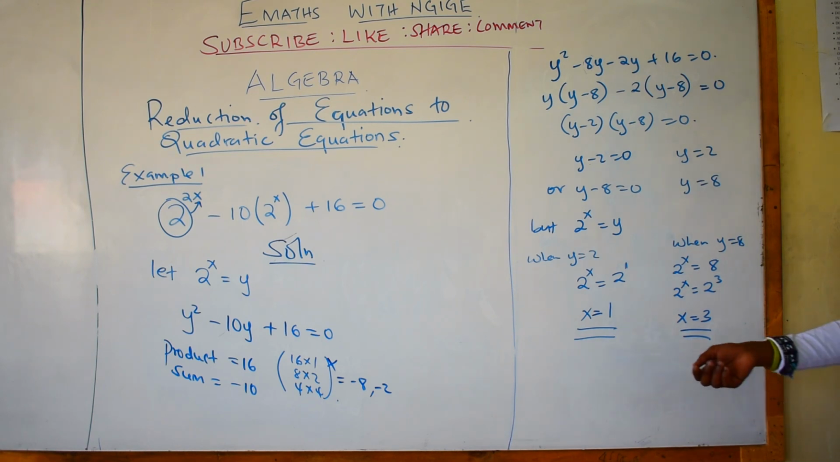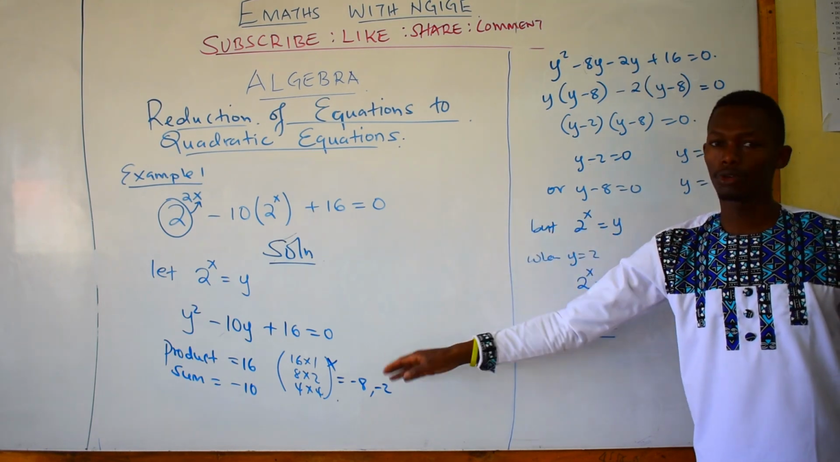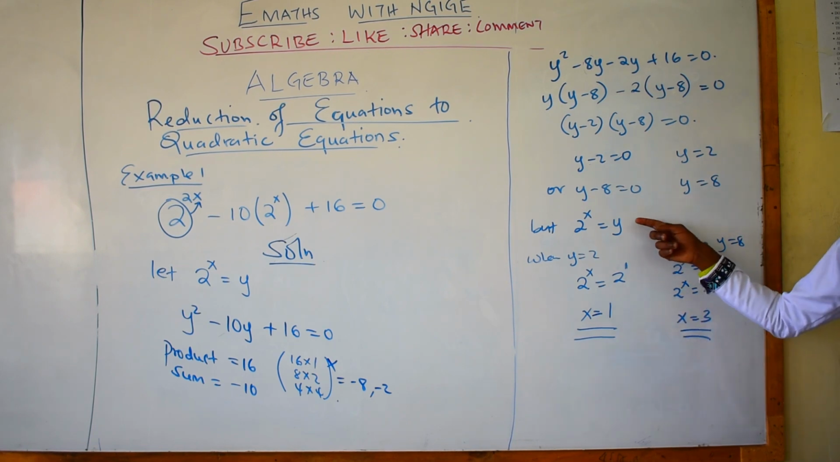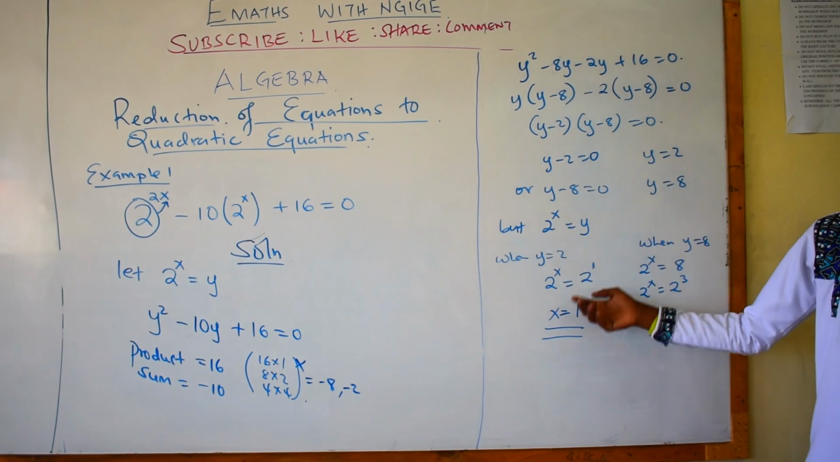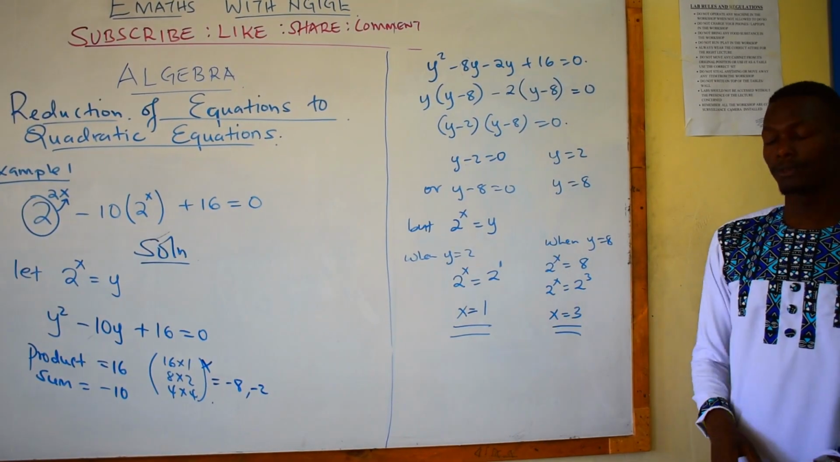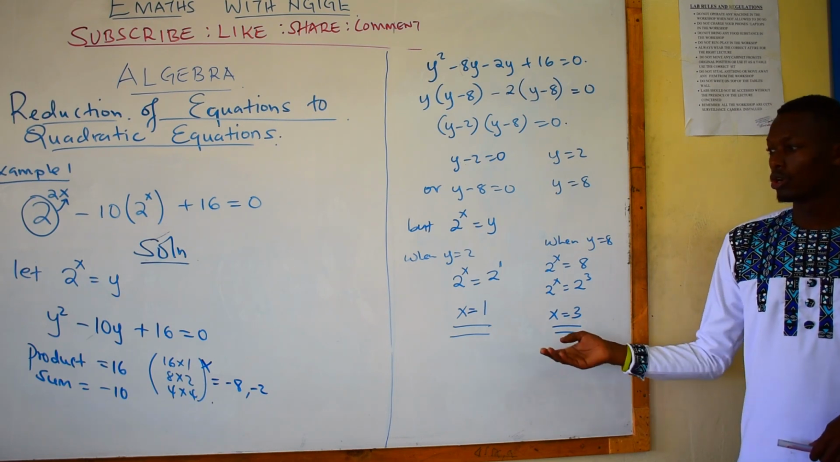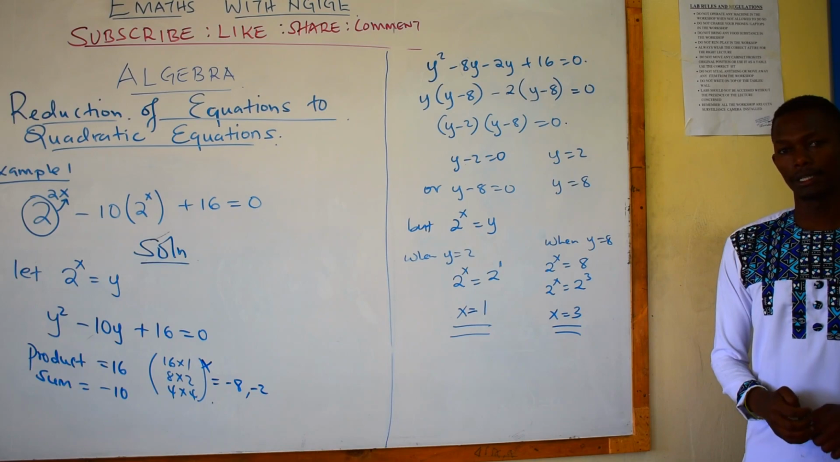So you can see, this equation was not quadratic in the first place, but we changed it to be a quadratic equation, solved the quadratic equation, then replaced what we had left. Now replacing this, we have to equate the values of x. Now let's check example number 2 on how to change any equation to be in terms of a quadratic equation.